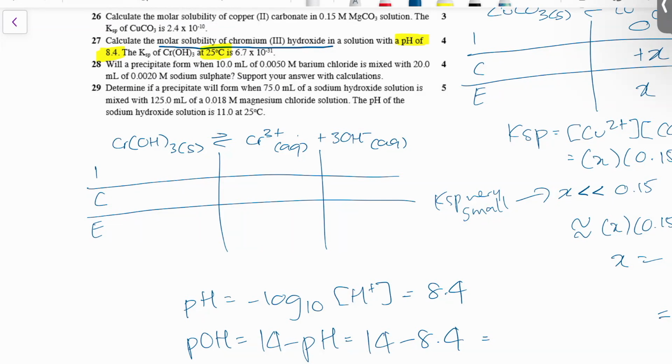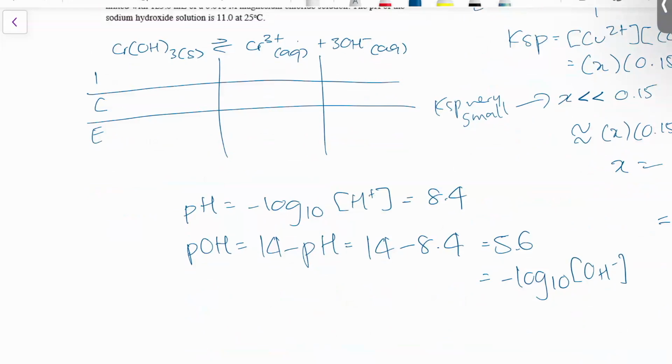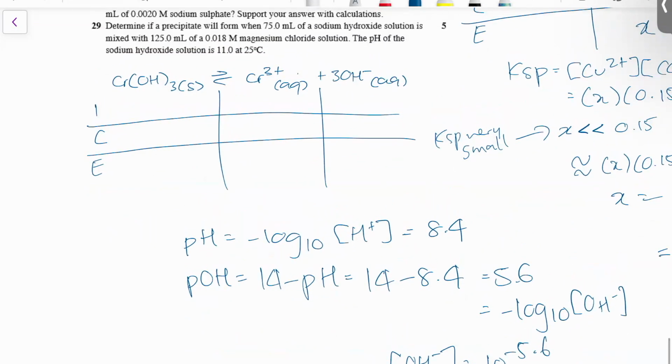14 minus 8.4. What do you get for that? 5.6. And then pOH is negative log base 10 of OH minus. And then I realize, hey, hold on. Now that I've done some brainstorming, my ICE table takes concentration. I now have concentration of hydroxide. And that's when your heart starts beating in the exam. And you're like, dang it, I just came across a common ion effect question. So OH minus is 10 to the minus 5.6. So that now goes up here.